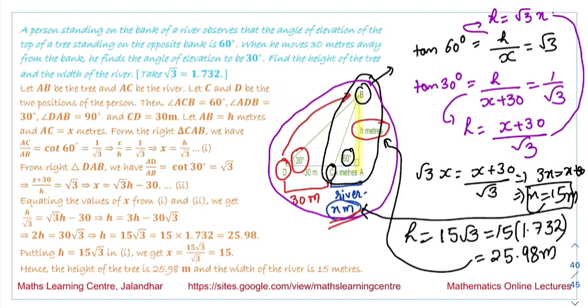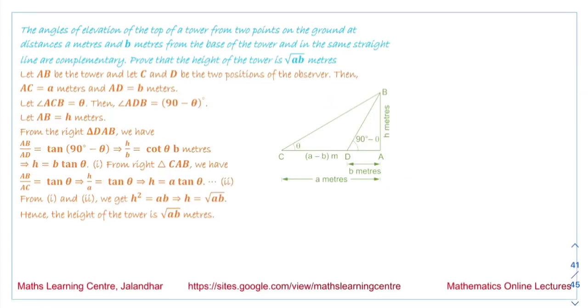Now next we have is the angle of elevation of the top of a tower from 2 points on the ground at a distance a meters and b meter from the base of the tower and the same straight line are complementary to each other. Complementary means sum of both these angles, it is 90 degrees. So if one angle is theta, we are saying the other angle, say it is A, and we are saying the sum is 90. So the other angle, the value of A, we will get it is 90 minus theta.